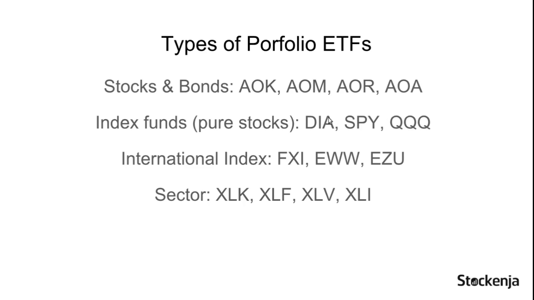Here are a few examples of index funds. DIA is an index fund for Dow Jones, SPY is a popular fund for S&P 500, and QQQ is an index fund for the Nasdaq index. All of these are highly liquid index funds, so they are good investments that you can sell easily if something bad happens.